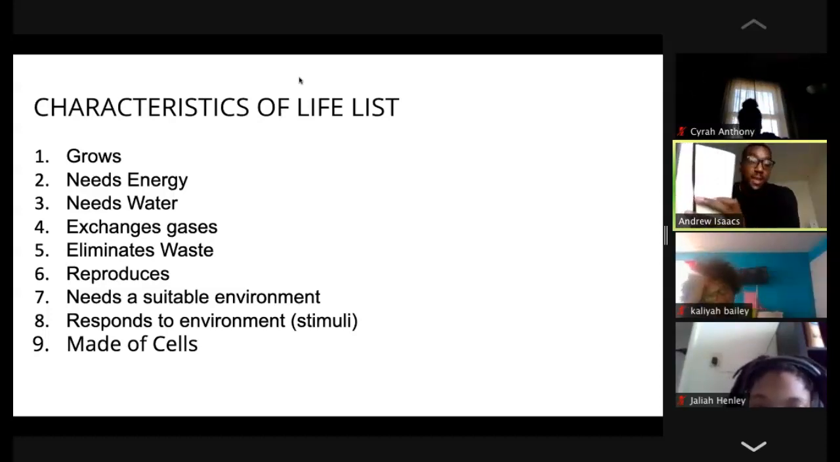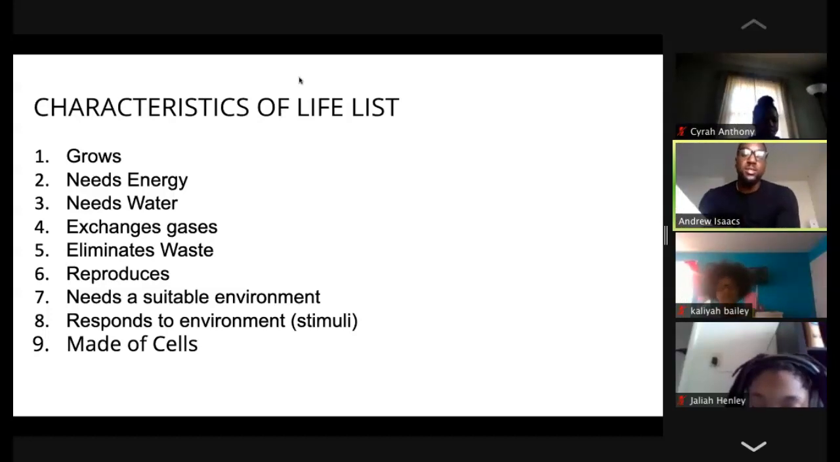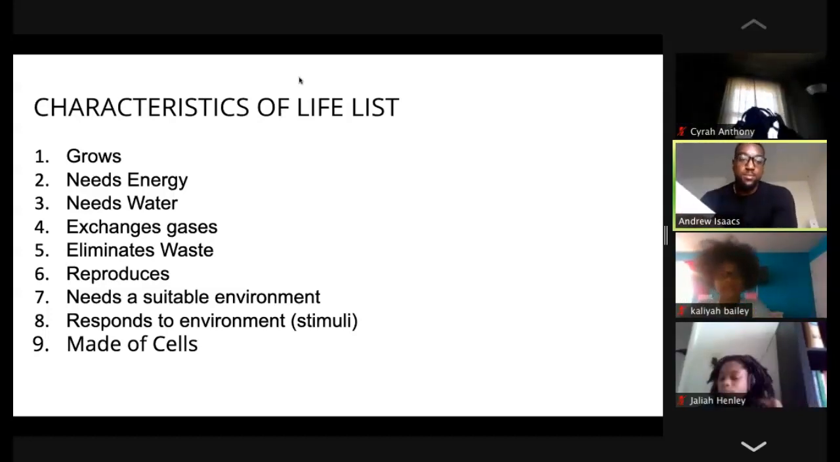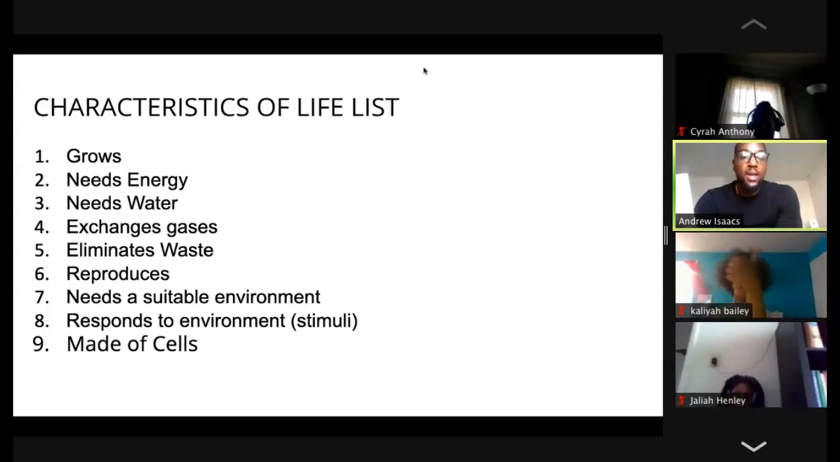And then the next thing is, does it eliminate waste? Can bacteria eliminate waste? Thumbs up or thumbs down? Kennedy saying no. So we also still are waiting to see whether or not it eliminates waste.